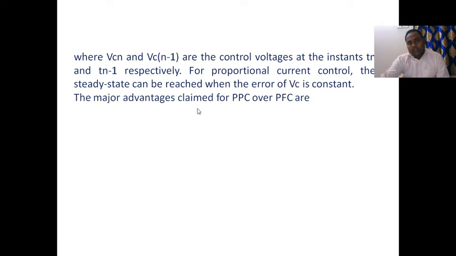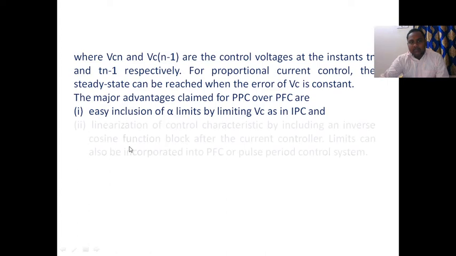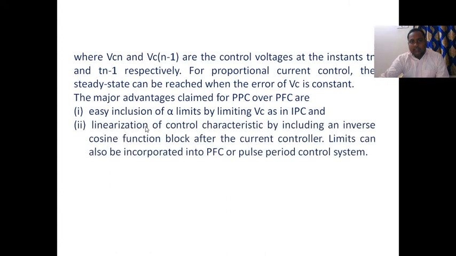The major advantages claimed for PPC, pulse space control, over PFC, pulse frequency control, are easy inclusion of alpha limits by limiting Vc as in IPC, and linearization of control characteristics by including an inverse cosine function block after the current controller. Limits can also be incorporated into PFC or pulse period control systems.